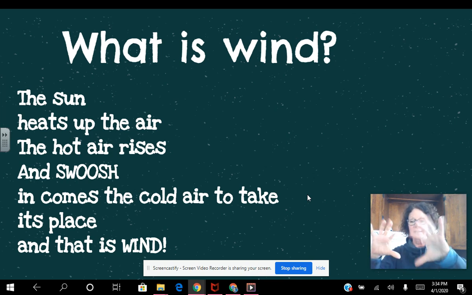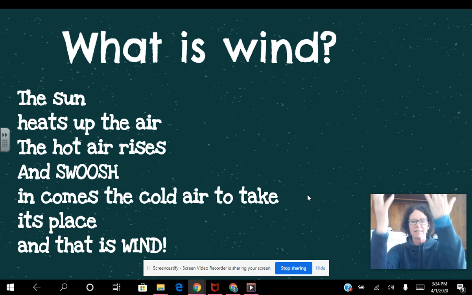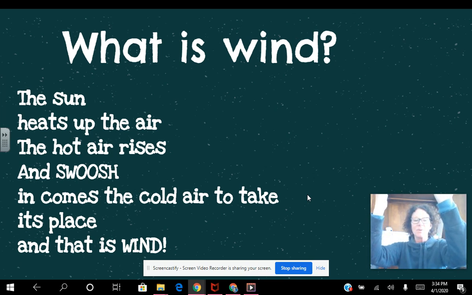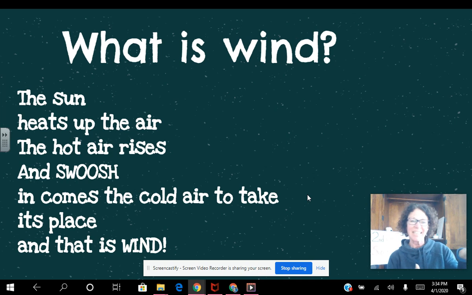The sun, you can make a sun with your hands. The sun heats up the air. The hot air rises, your hands up high. And swoosh, and swoosh. In comes the cold air to take its place. And that is wind. Great job. So that hot air rises and that cold air comes in, and that cold air moving is wind.